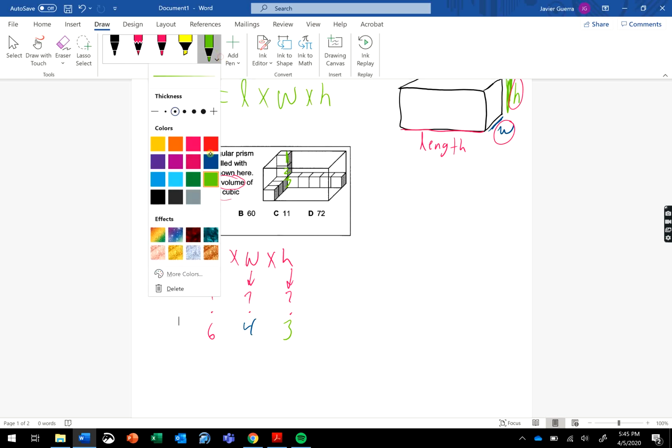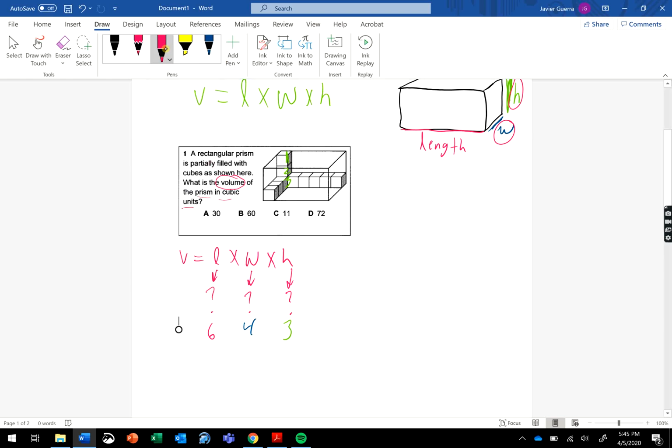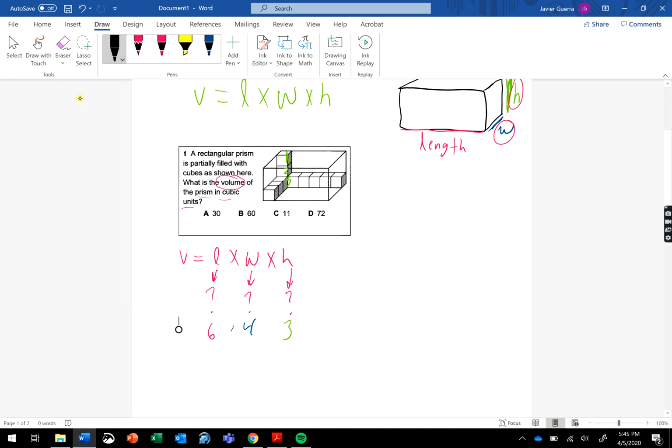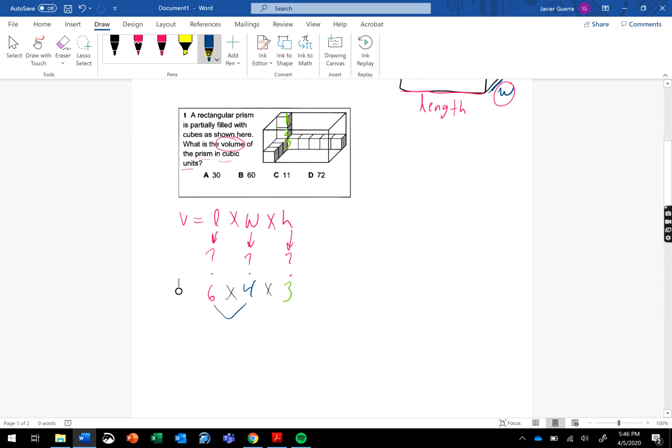So now I have 6, and it should be times 4. Ooh, what just happened there? 1 sec. There we go. So 6 times 4 times 3. And if I solve these, I can definitely get my answer, right? So let's do this. 6 times 4. What is 6 times 4? Good. 24.